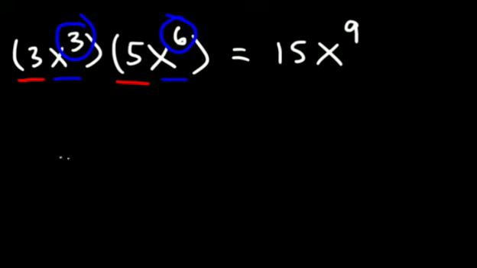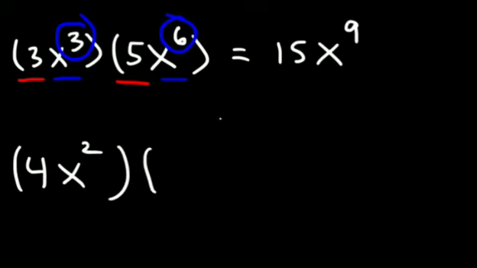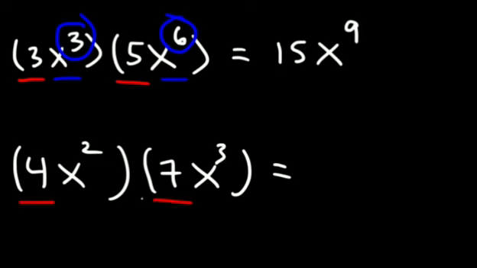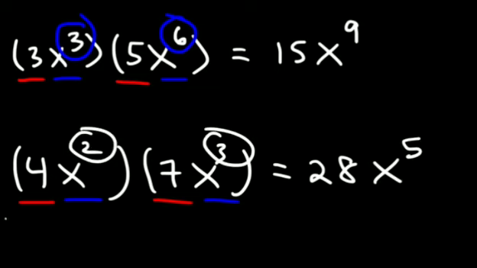So let's try another example. Let's say if we have 4x squared and we wish to multiply it by 7x cubed. Go ahead and try that problem. So in this case, all you need to do is multiply 4 by 7. 4 times 7 is 28, and then we need to multiply x squared by x cubed. And so 2 plus 3 will give us 5. So our answer is 28x to the 5th power. And that's it. Now let's try a more complicated example.